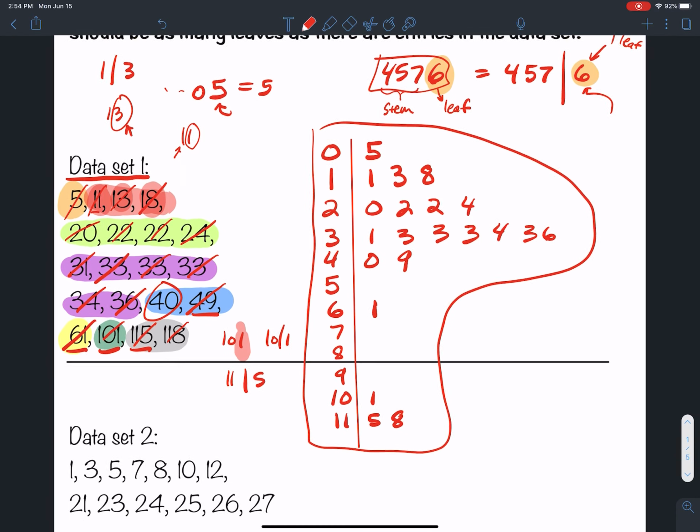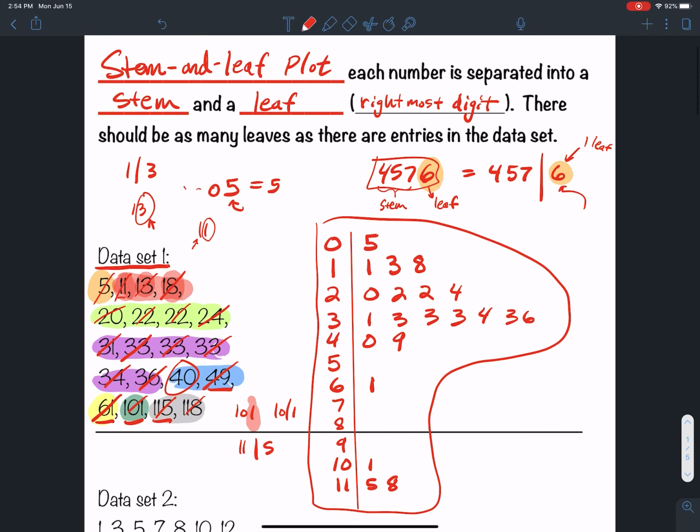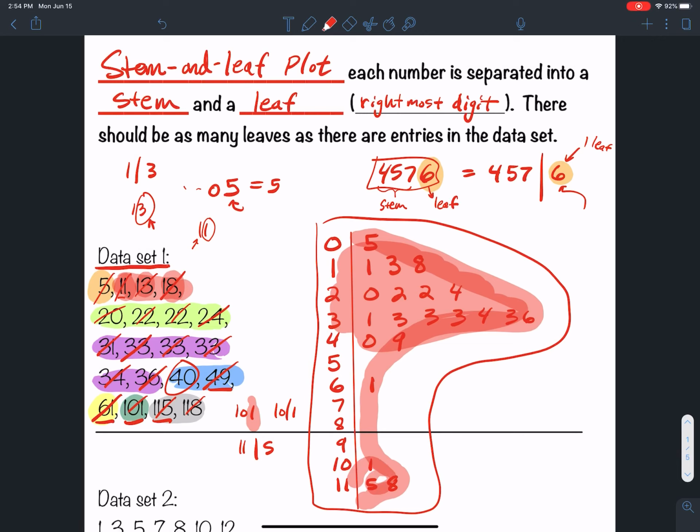All right, for that first data set there. So it kind of gives you an idea. Looks like your data set mound has most of the data centered over here, and then we have a few outliers way over here.